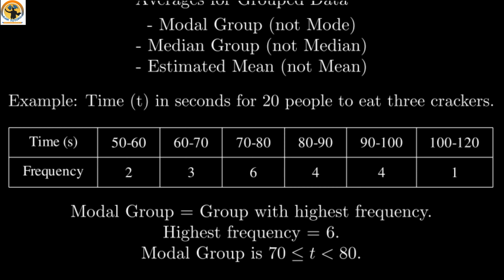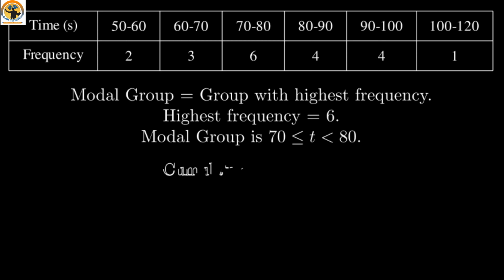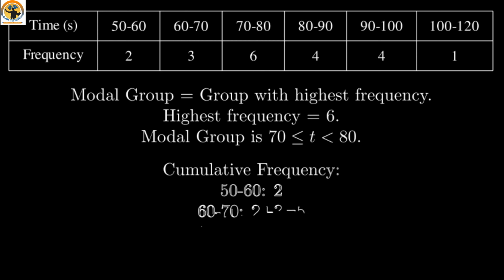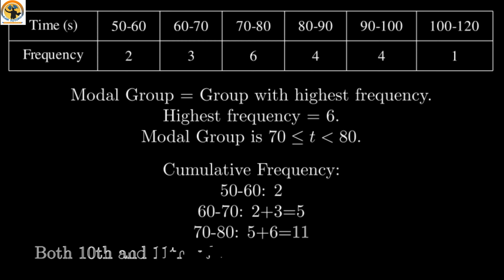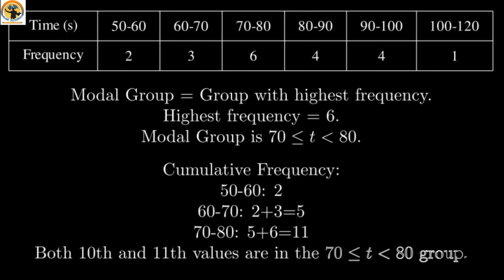We can use cumulative frequency. The first group has 2 people. The first 2 groups have 2 plus 3, which is 5 people. The first 3 groups have 5 plus 6, which is 11 people. Since the 10th and 11th values fall within this cumulative total, the median lies in the 70 to 80 seconds group. Finally, let's find the estimated mean.